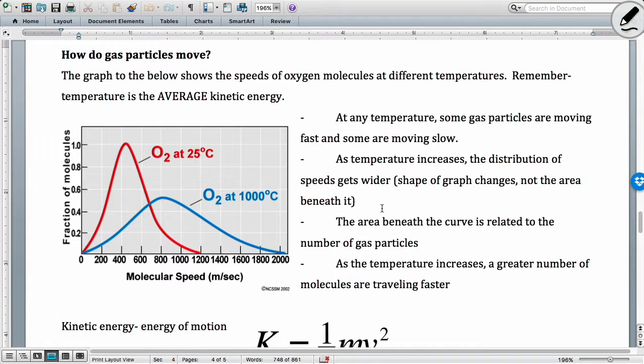So when you raise the temperature, you're not going to move the graph over. You're just going to level it out. And as the temperature increases, you're just going to increase the gas particles over here that are moving faster. So that's what this graph shows you. Oxygen at 25 degrees Celsius, most of them are moving at about 400 meters per second, where oxygen at 1,000 degrees Celsius, most of them are moving up here, like 800 to 1,000 meters per second. And it just widens out.